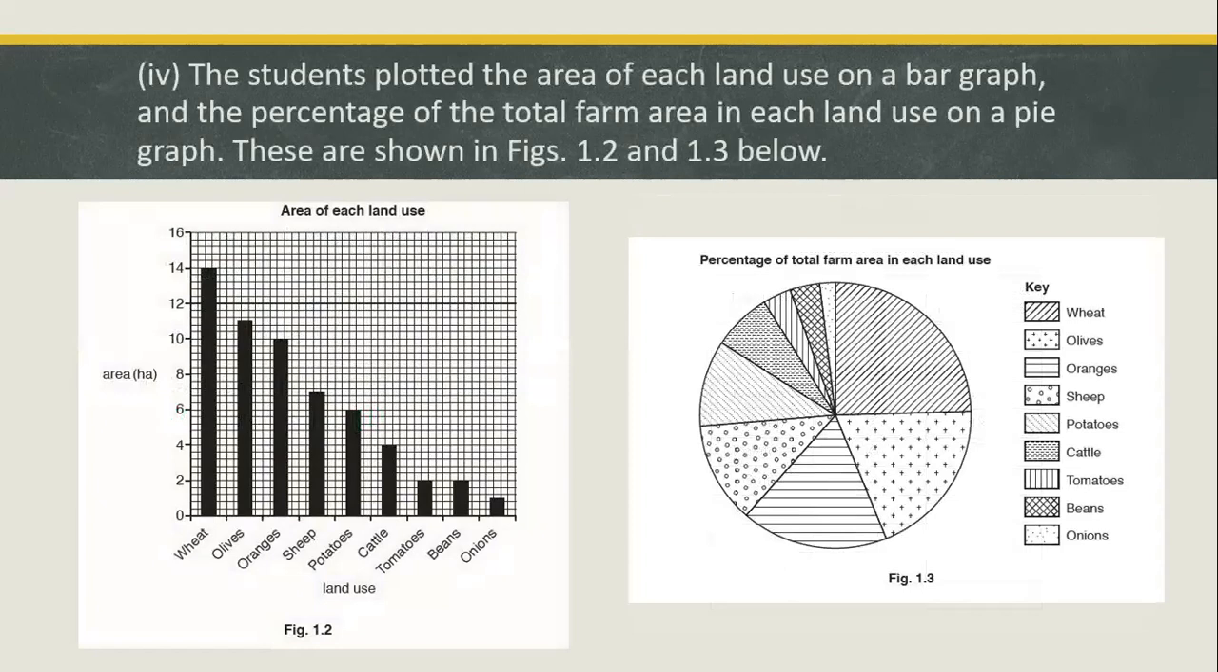The students plotted the area of each land use on a bar graph and the percentage of the total farm area in each land use on a pie graph. These are shown in Figures 1.2 and 1.3 below. So this is the bar graph here. On the left, and on the right, we have the percentage of the total farm in each land use in a pie chart or pie graph. Now let's look into the question based on these two figures.